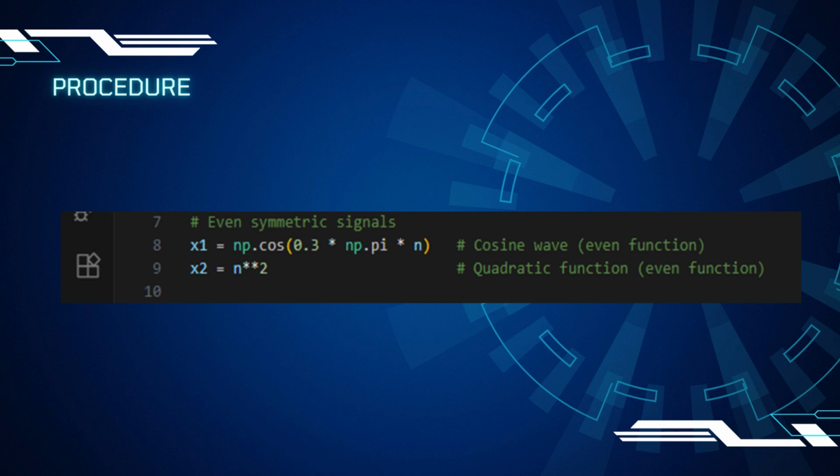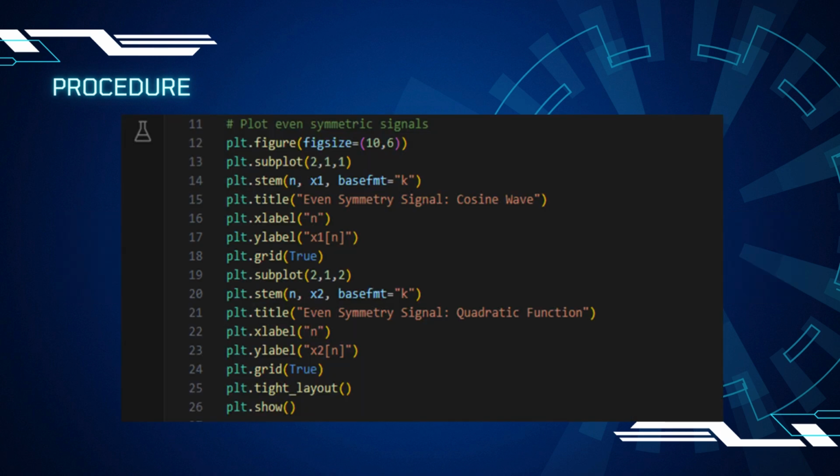The second signal is a quadratic function. It's represented as this function. Squaring any number, whether positive or negative, results in the same value. This makes it even symmetric as well. So we're using two signals to demonstrate even symmetry visually and mathematically.